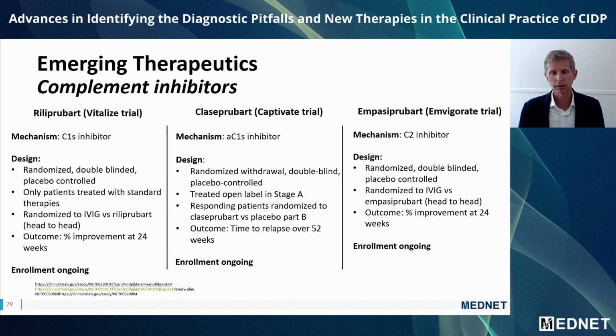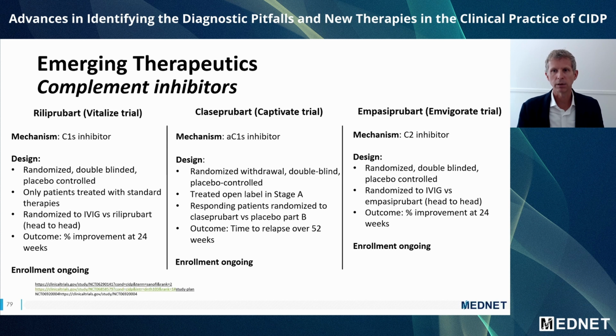So you get IVIG and placebo riliprubart, or riliprubart and placebo IVIG, followed over 24 weeks, looking for the percentage of patients that are improving. That study is in clinical development or currently enrolling right now. Another study, with a different drug, an activated C1s inhibitor named claseprubart, is currently in trials. Slightly different design here. These patients are put open label on claseprubart, looking for patients that improve, and then those improving patients are randomized to continue claseprubart or a placebo, and then we can look at a relapse rate similar to what was done in ADHERE.